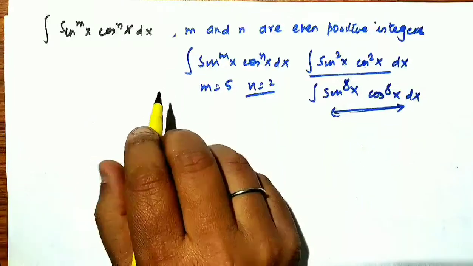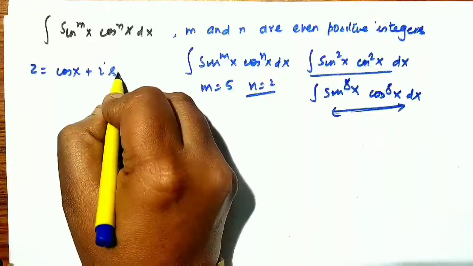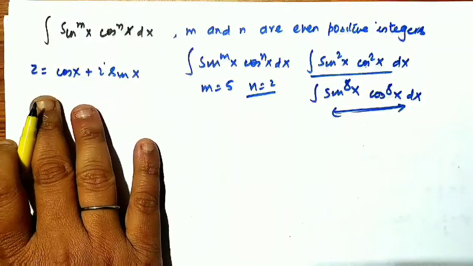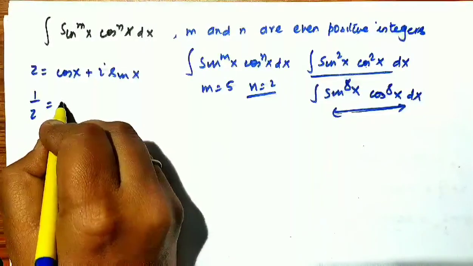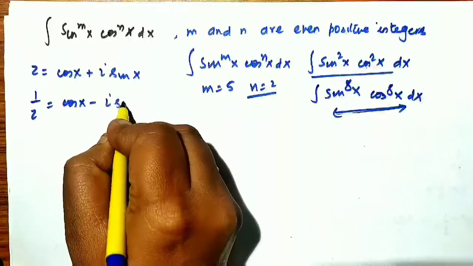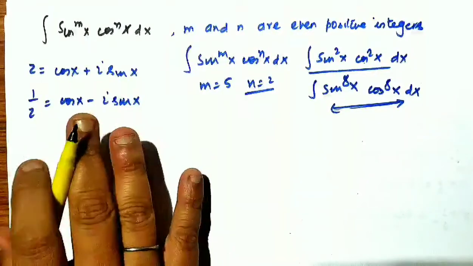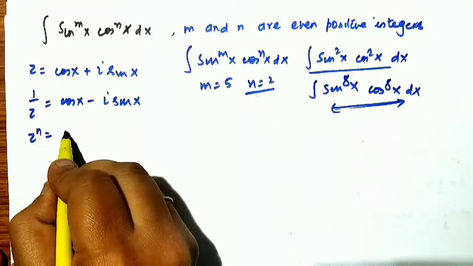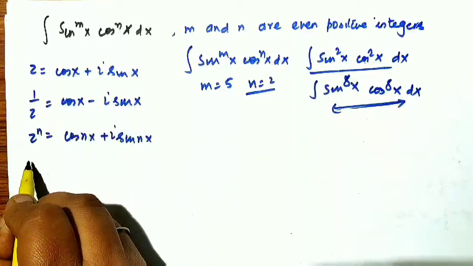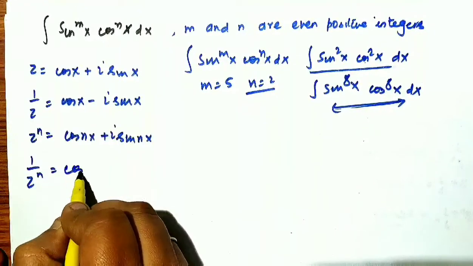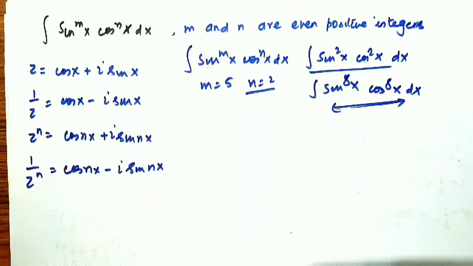Okay, so we know that z equal to cos x plus i sin x. It's a very simple formula, so I can express any complex number in this form. So 1 over z will be cos x minus i sin x. You know how this comes. So z to the power n by DeMoivre's theorem will be cos nx plus i sin nx. In a similar way, 1 over z to the power n will become cos nx minus i sin nx. This much is clear.